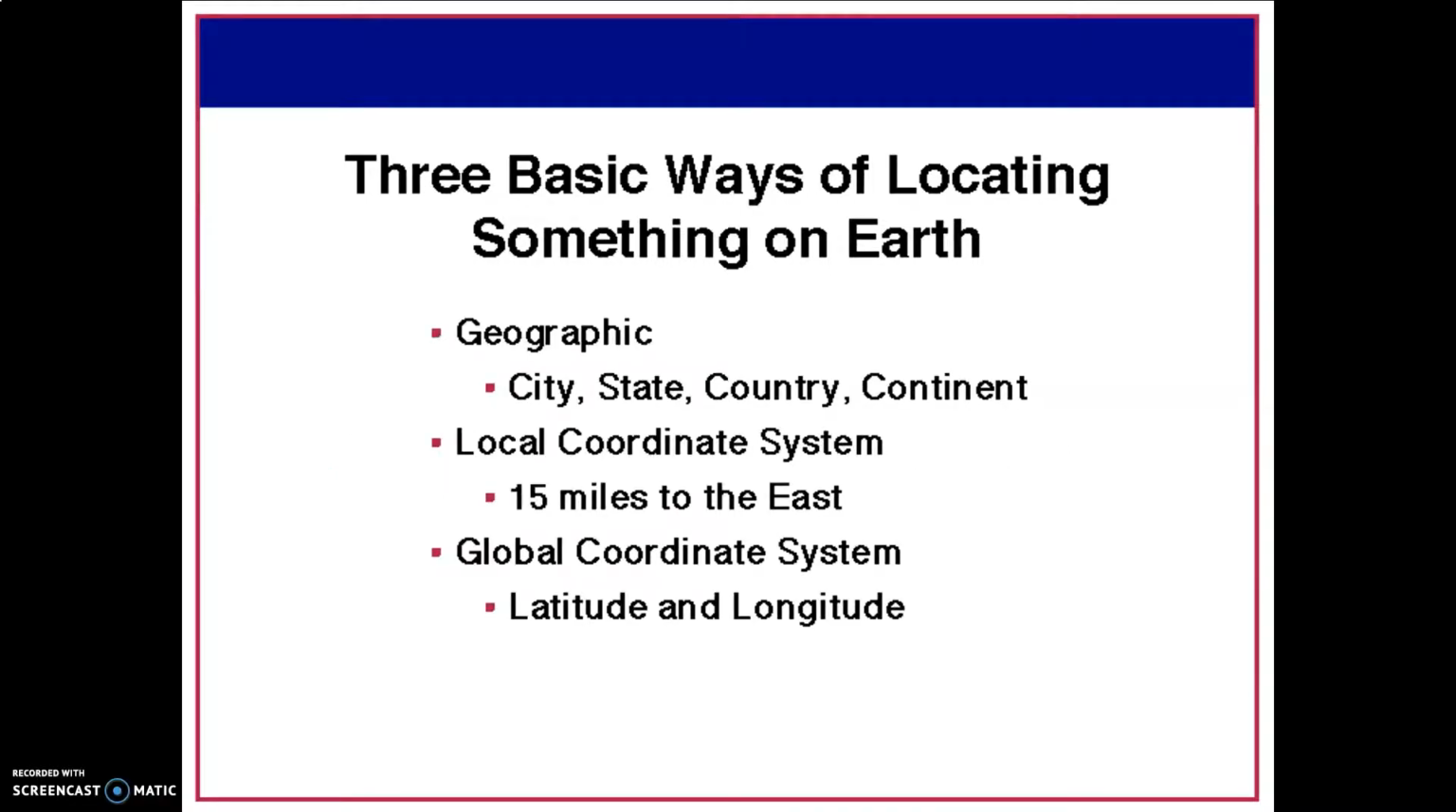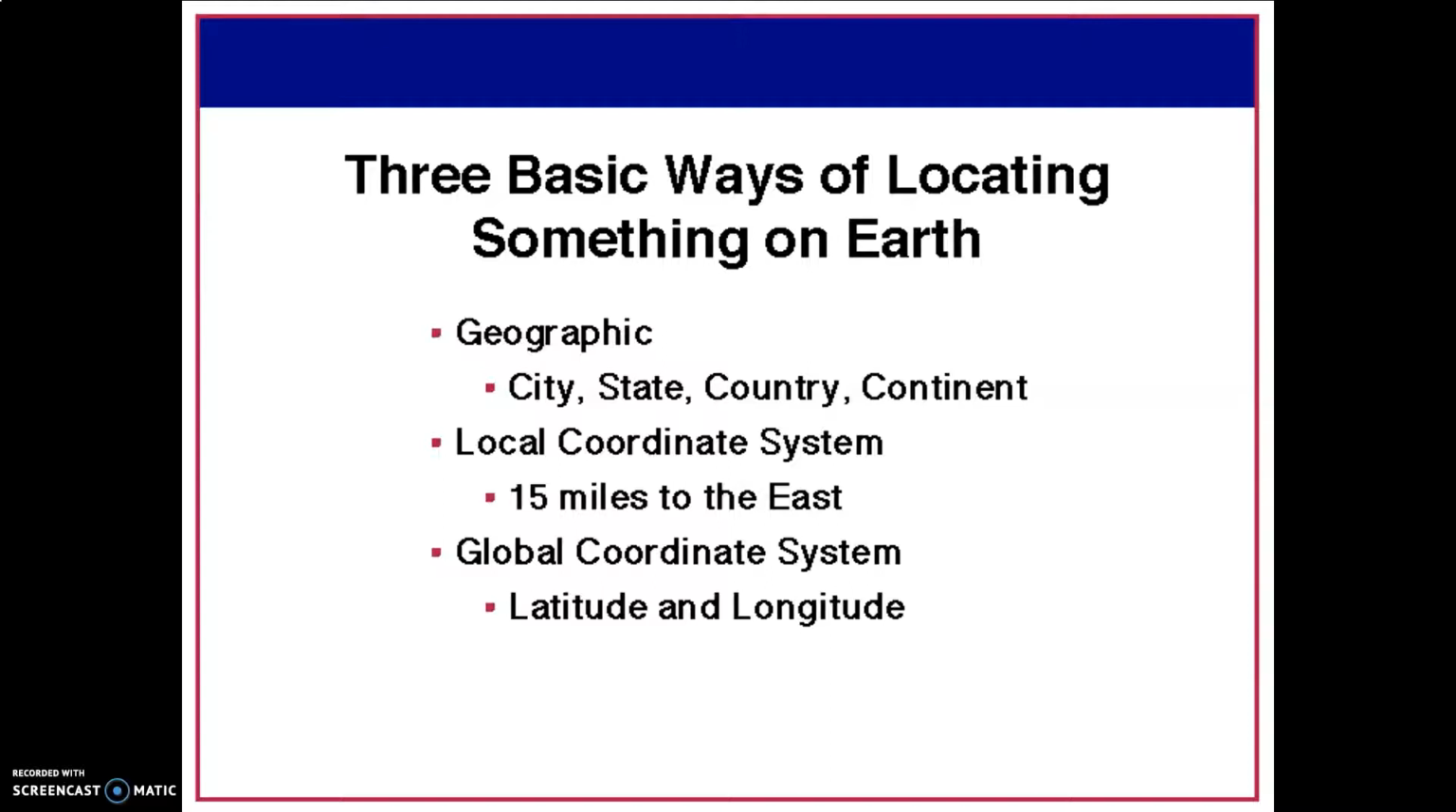They're called the geographic system, the local coordinate system, and the global coordinate system. For geographic, I just gave you an example. If you're talking to someone in Australia, you'd say, "Oh, I live in the United States. I live in North America. I live near Atlanta in Georgia." That's a geographic.